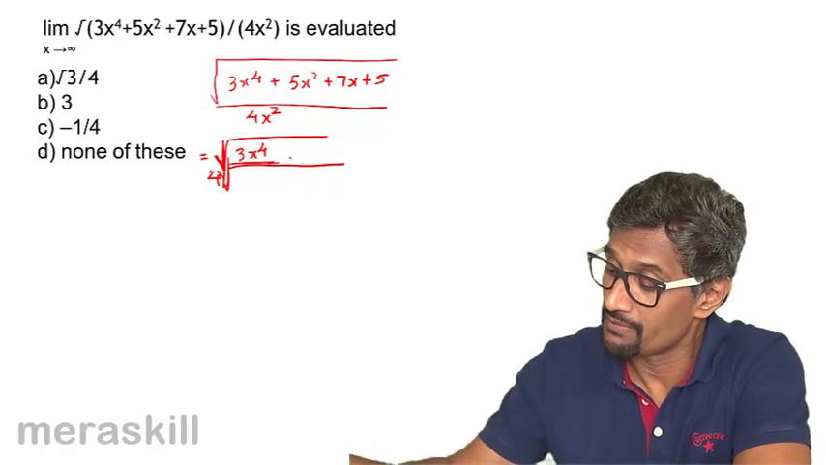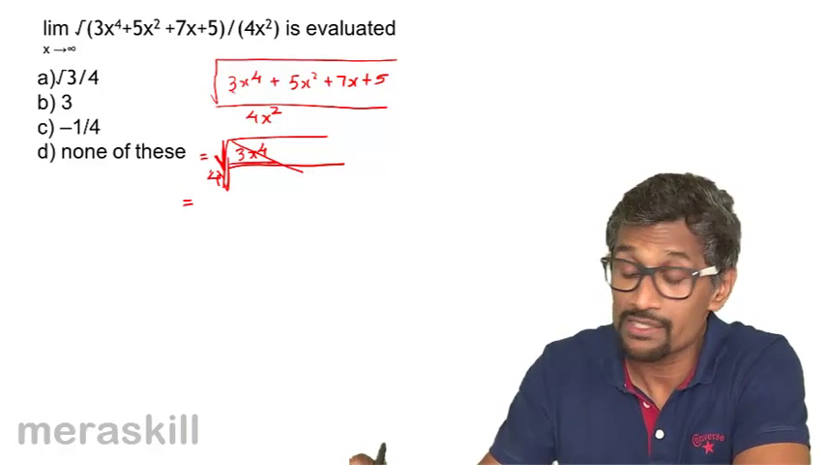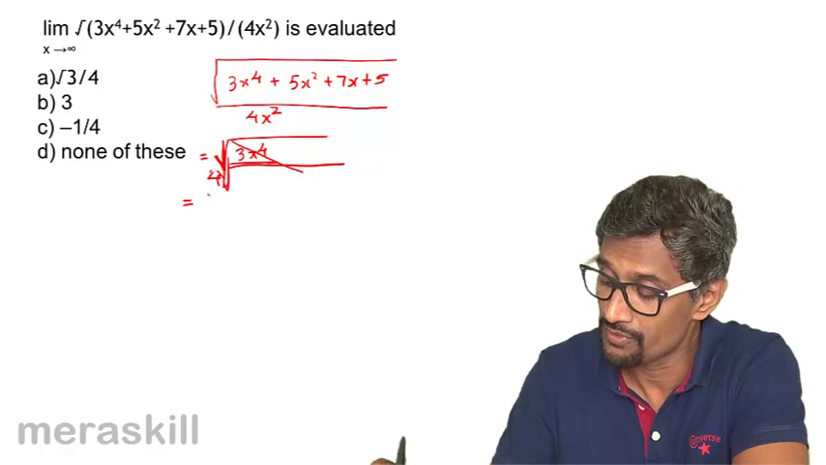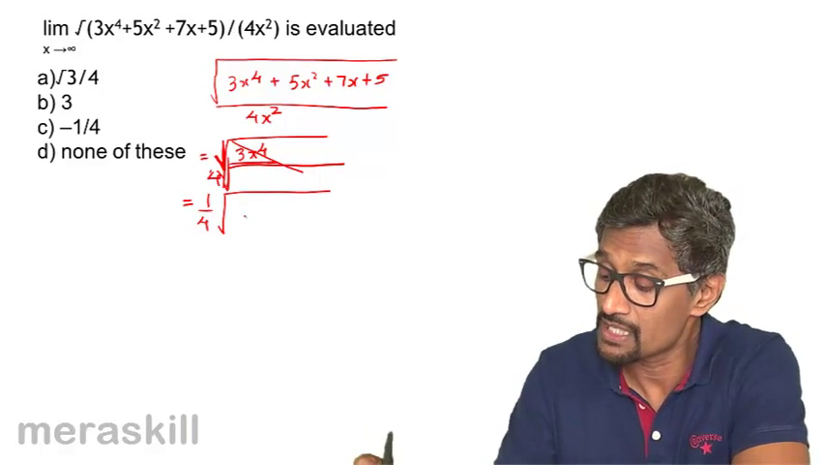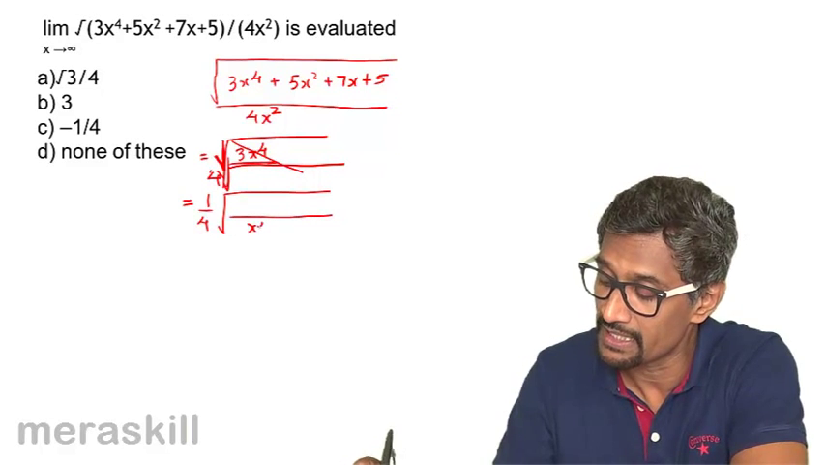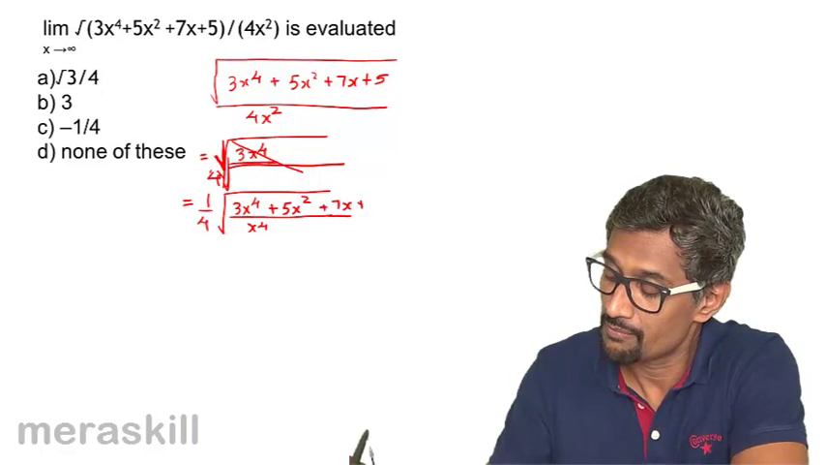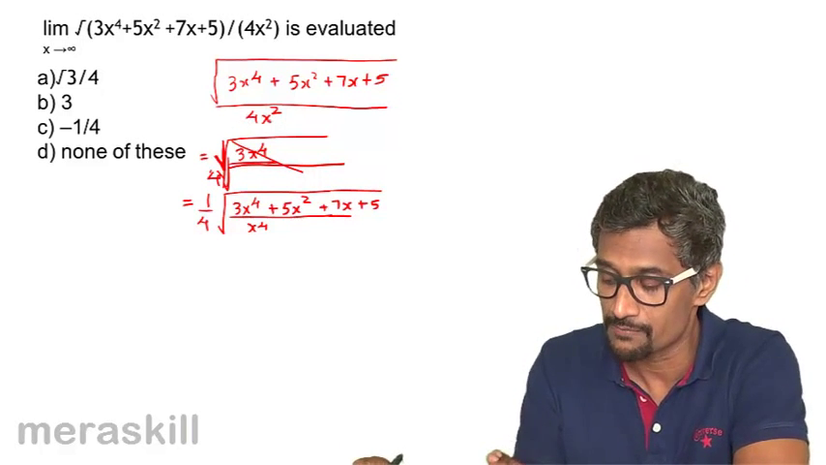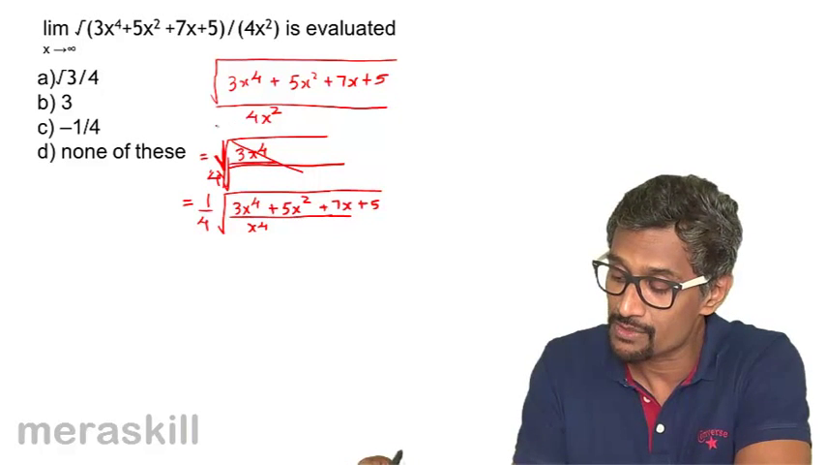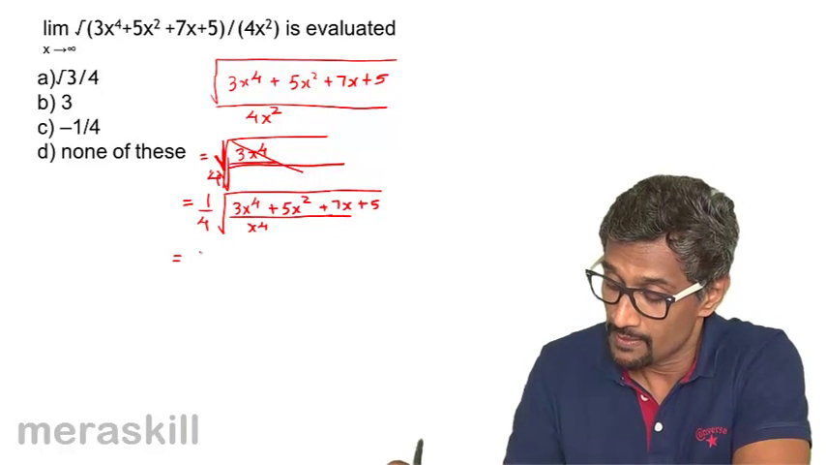That is, let's simplify this. If the square root sign is only for the numerator, the denominator does not have it. So we can write this as 1 by 4. And now x square can be written as root of x raised to 4. Hence we write it as x raised to 4, 3x raised to 4 plus 5x square plus 7x plus 5. So what we have done is that the 4x square is not a square root number, it's just 4x square. So we take out 4 and x square is written as root x raised to 4, so that it can be taken inside the square root.